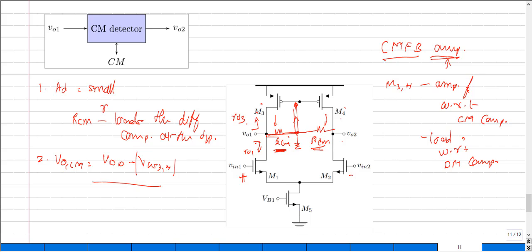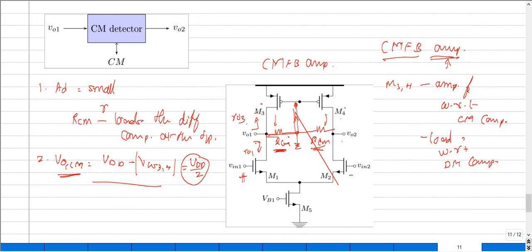So in a word, VOCM depends on the quiescent condition of our transistors M3 and M4, and we cannot independently set the output common mode value, that is this one, to any particular value. Say, for example, I cannot go and fix this one to VDD by 2. There is no freedom, no independent way for me to go and fix it to a particular value. So this is basically a huge disadvantage of this common mode feedback amplifier that we have drawn here.